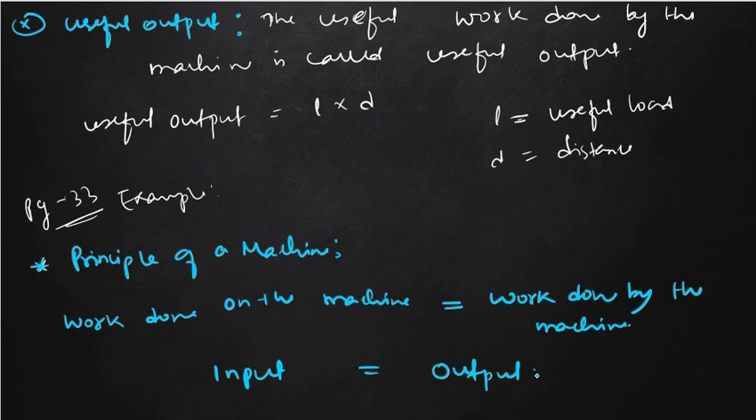In a one mark question, you may be asked to write the principle of a machine. You can write that work done on the machine is equal to the work done by the machine, or total energy supplied to the machine is equal to total energy given by the machine, or input is equal to output. Clear? We have read input, we have discussed output. Now our third topic is the ideal machine or perfect machine.